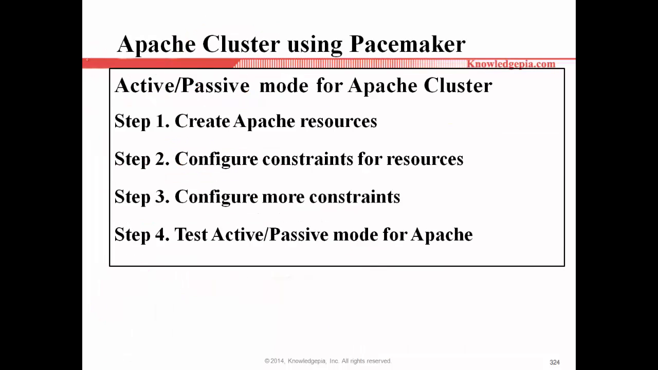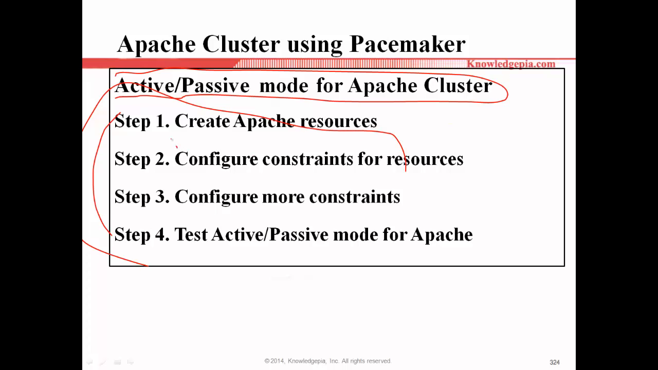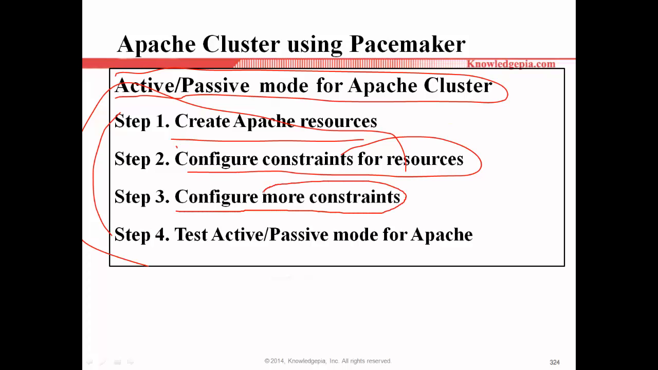Apache cluster using Pacemaker. First, active and passive mode for Apache cluster. For this configuration, I prepared four steps. Step 1, create Apache resources. Step 2, configure constraints for resources. Step 3, configure more constraints. And step 4, test active and passive mode for Apache.